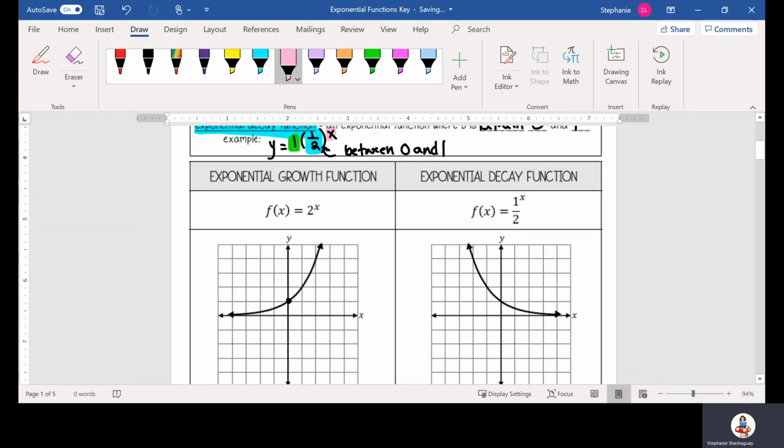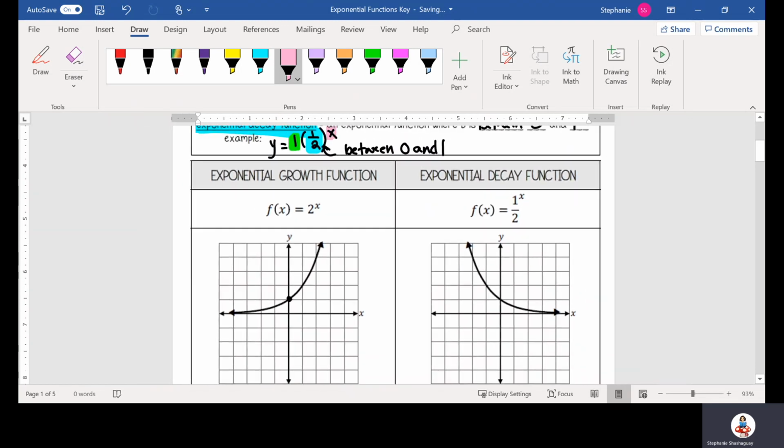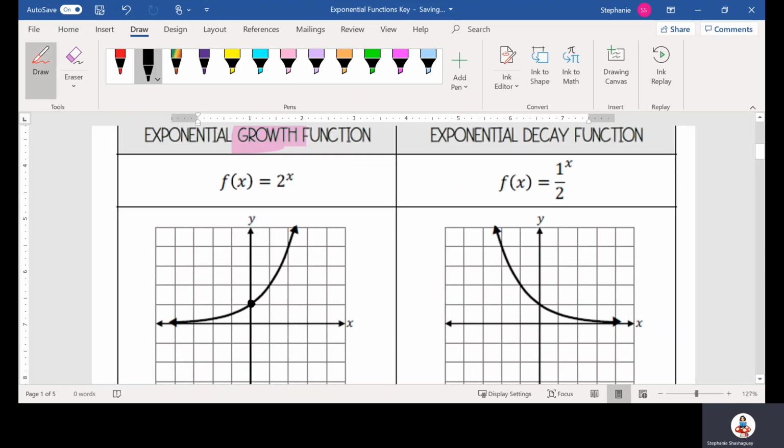So let's take a look at the differences between these two functions. First we're going to look at growth. Okay? When we're looking at our functions, we're always going to read from left to right.